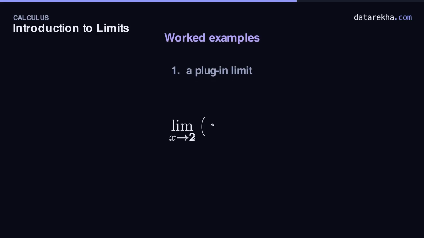Three worked examples, easy to hard. First, the friendly kind. The limit as x approaches 2 of x squared plus 1. This function is smooth and unbroken. No holes, no jumps near 2. For such continuous functions, you may simply substitute. 2 squared is 4, plus 1 is 5.